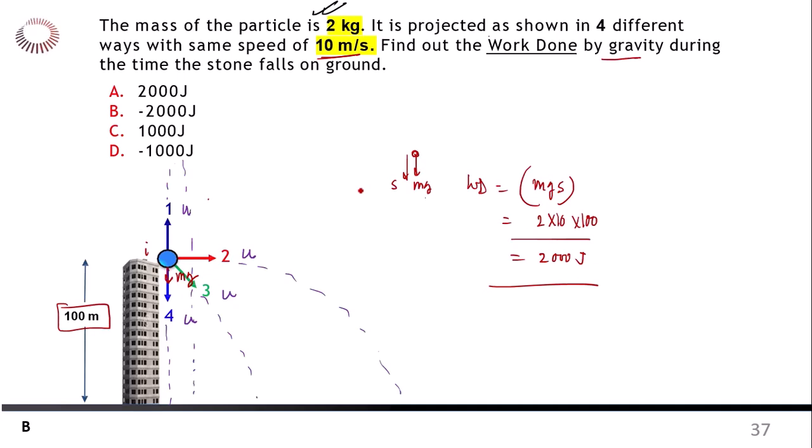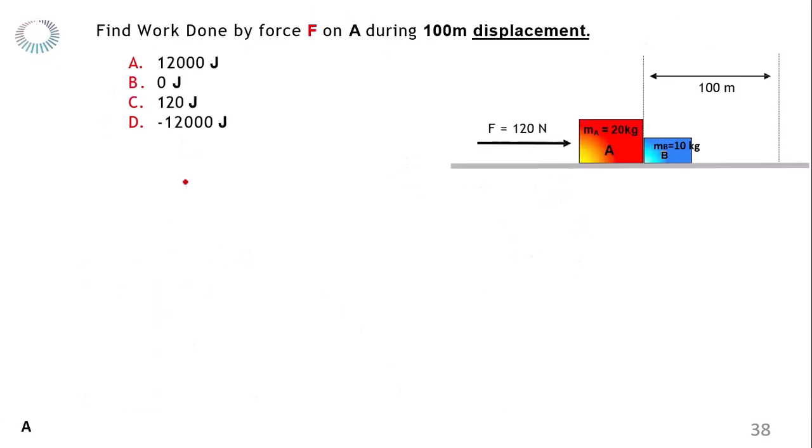Now, this work done by gravity is related to our potential energy. Later on we will understand that this number should be negative, not positive. Why? Because in this situation the potential energy is being dropped, so it has been reduced. That means the answer should be negative. That's why the answer is negative.